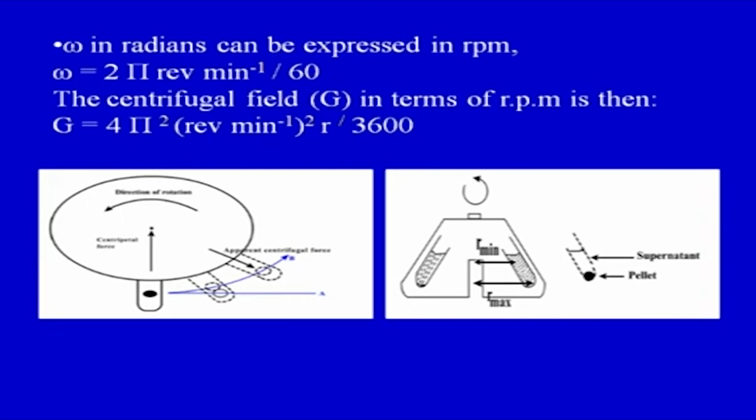As we were talking about the radial distance from the center, if you can see here, if the tube is in an angular rotor, as we will discuss in coming time, there will be r minimum, which is the meniscus of the tube from the center of the rotation, and there is r maximum, which is the bottom of the tube from the center of rotation. So, many times r average could be calculated or taken, as we will discuss later. These are the centrifugal effects when revolutions per minute are taken here, or you can take it in terms of angular velocity.